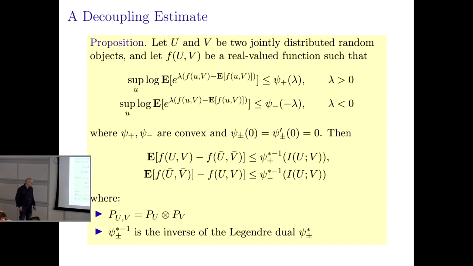So you can think about these as sort of nice convex envelopes, uniformly in U, for the log moment generating functions. And if that's the case, then I can upper bound and lower bound the difference in expectations by another quantity involving psi. So what's going on here? U-bar and V-bar, like I said, are copies of U and V with the same marginal distributions, but now assumed to be independent. And psi star minus one is simply the inverse of the Legendre dual. The Legendre dual psi star is some function, and this function will actually be invertible, and this is the inverse of that.